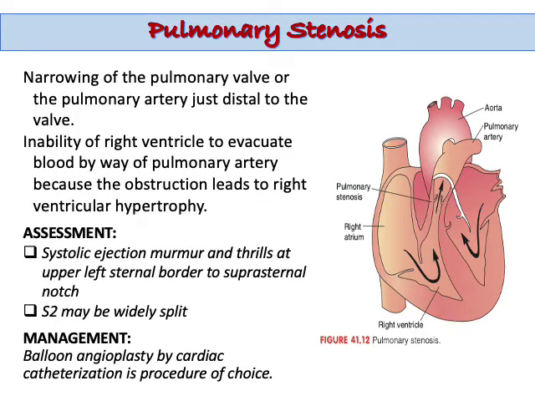Pulmonary stenosis is the narrowing of the pulmonary valve or the artery just distal to the valve. Stenosis or narrowing causes inability of the right ventricle to evacuate blood by way of the pulmonary artery. The obstruction leads to right ventricular hypertrophy. The following are the assessment findings, and management is through balloon angioplasty by cardiac catheterization.